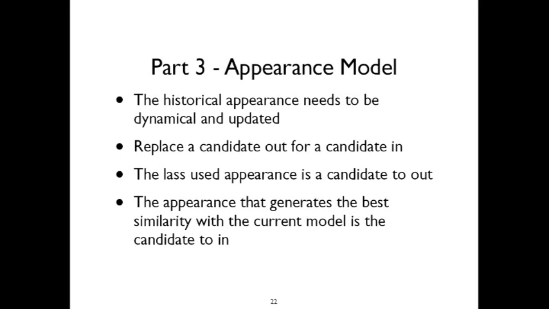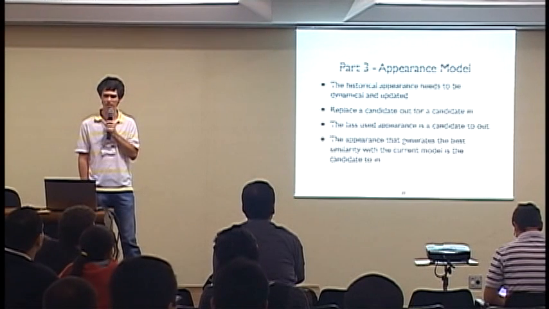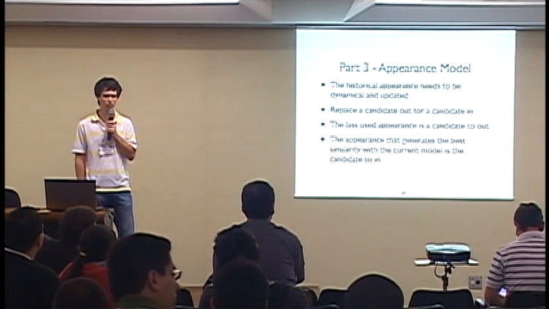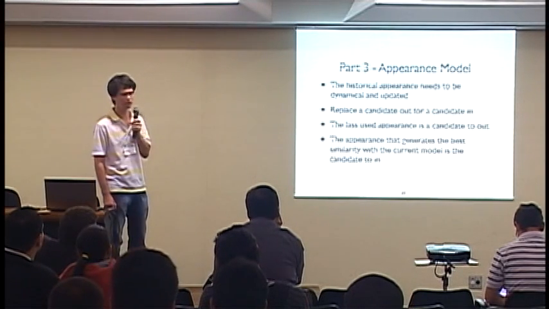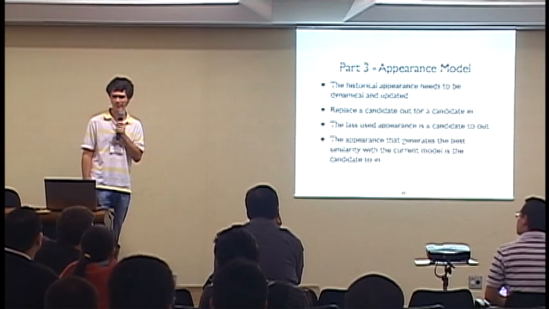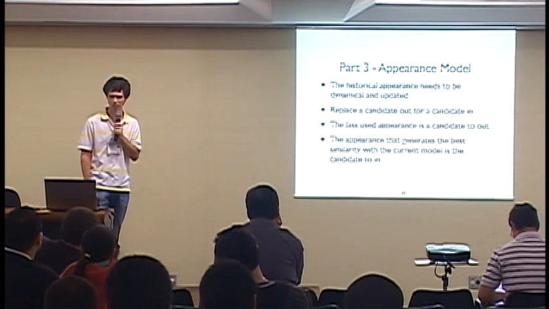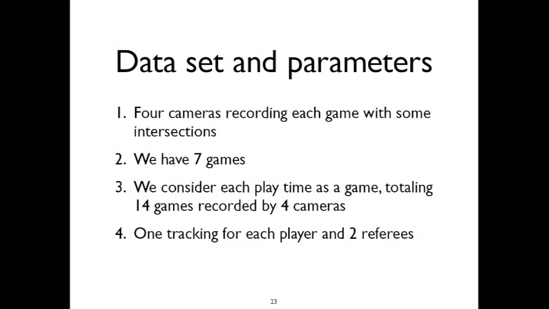The historical appearance needs to be dynamic and updated. For this, we replace the candidate to out with the candidate to in. The last used appearance in the model is the candidate to out. And the appearance that generates the best similarity using this model is the candidate to in, subject to a threshold.